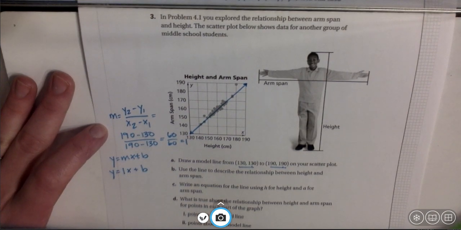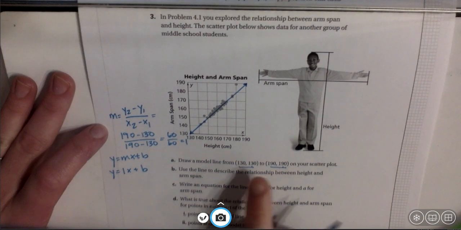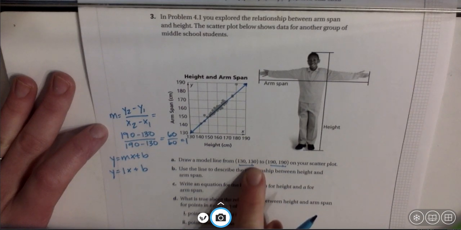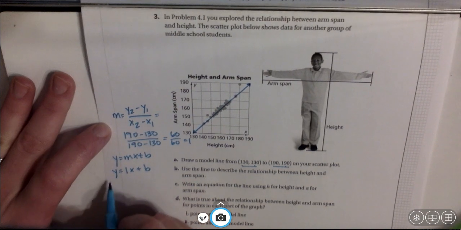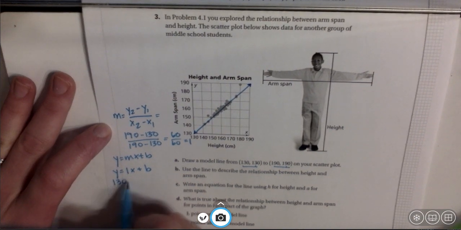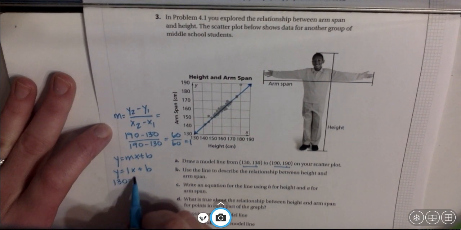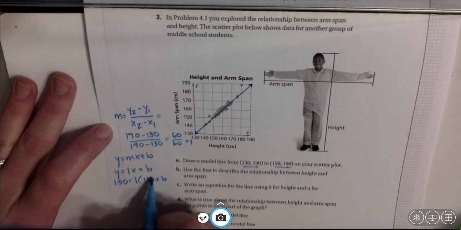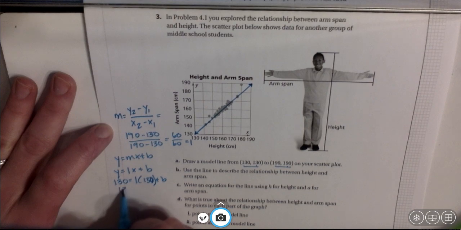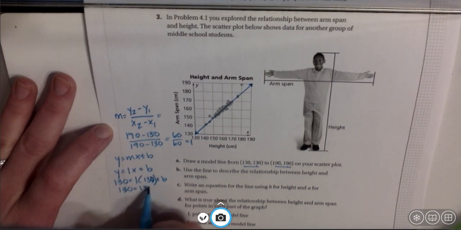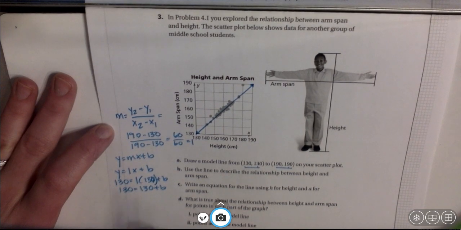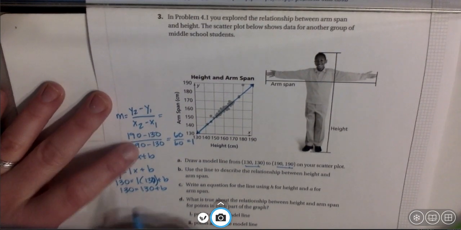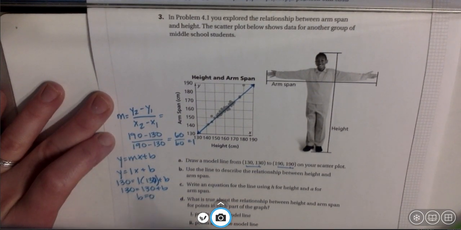Now I just need to figure out my y-intercept. I have this point, 130, 130, that lies on this line, so I can put this information in and solve for my b value. I can say 130 is equal to 1 times 130 plus b. So I get 130 is equal to 130 plus b. What value can I add to 130 to still get 130? That means b has to be equal to 0.